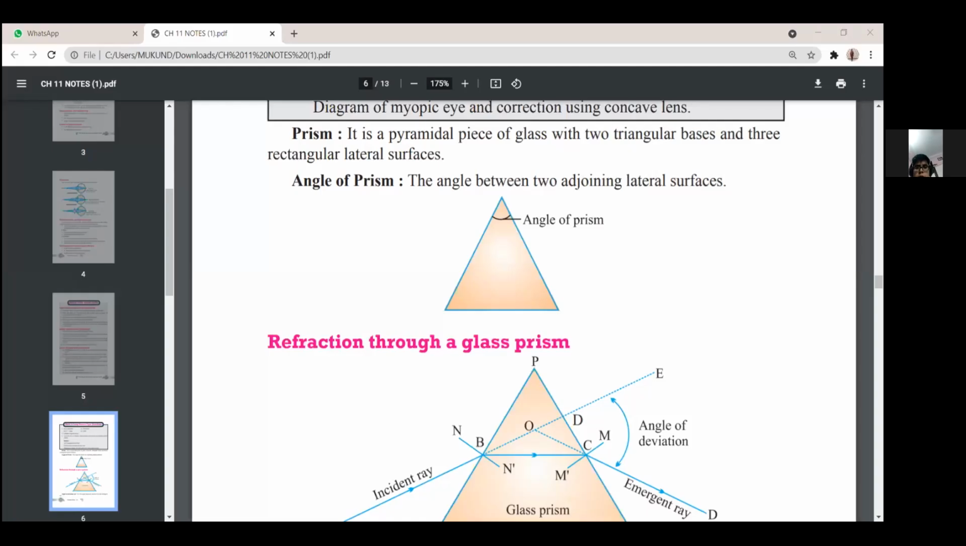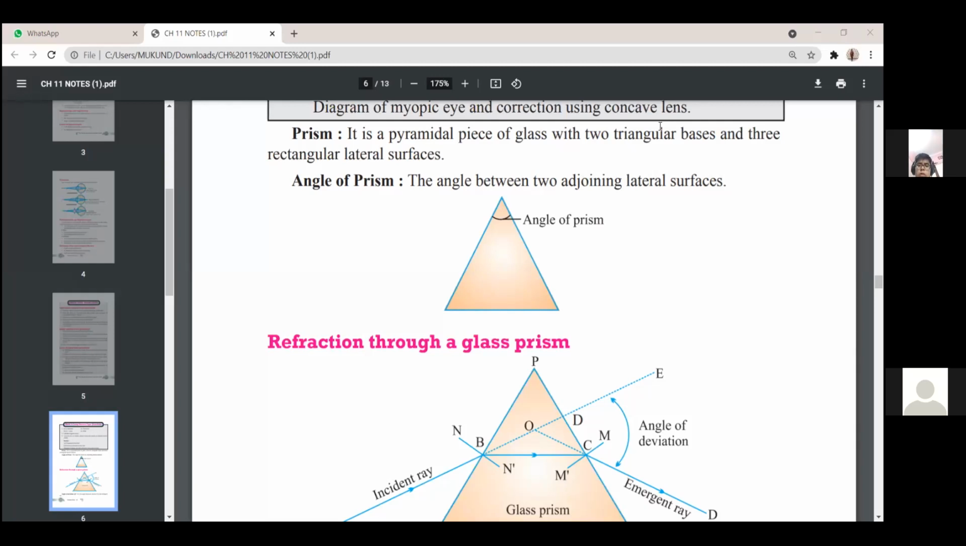What is a glass prism? A glass prism is a pyramidal piece of glass with two triangular bases, meaning top and bottom, because it's a three-dimensional thing. So it has two, top and bottom, which are triangular in shape, and three rectangular lateral surfaces.